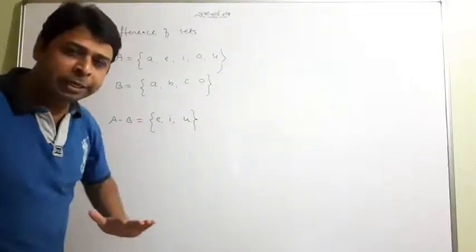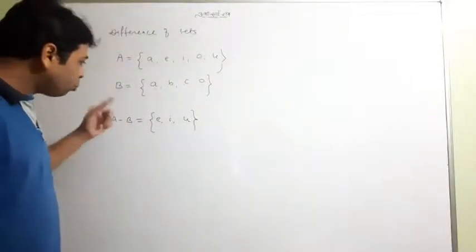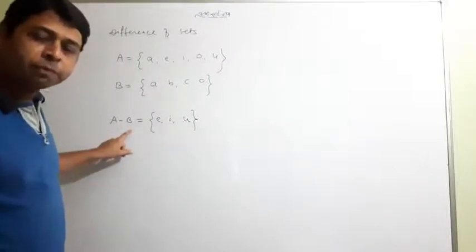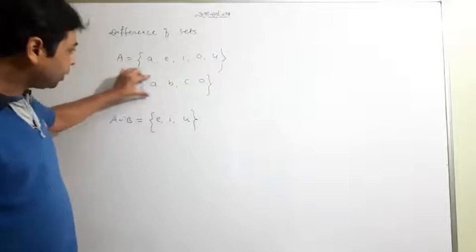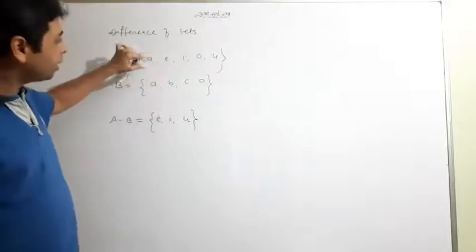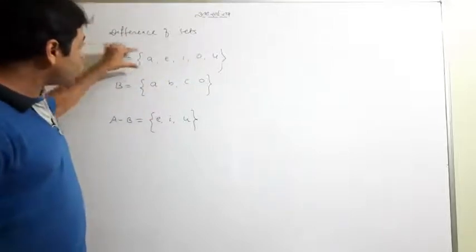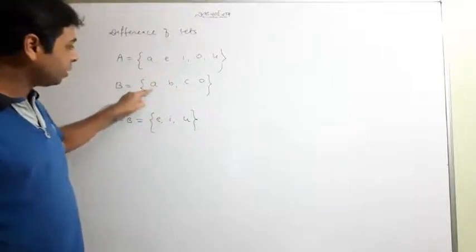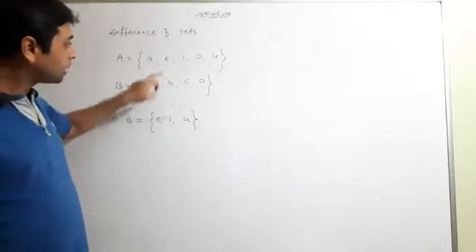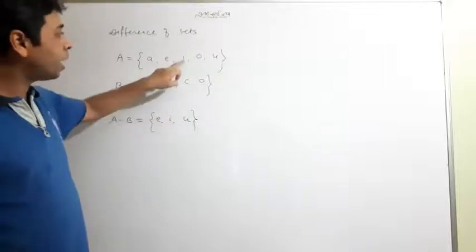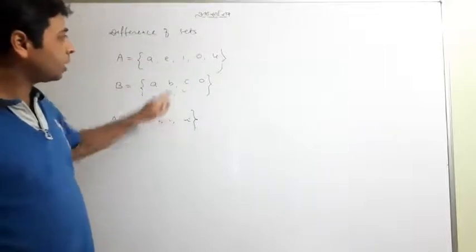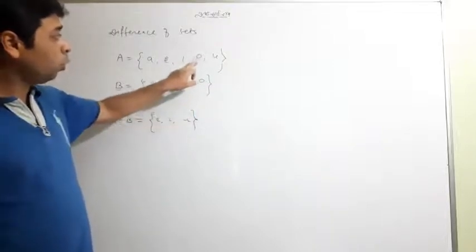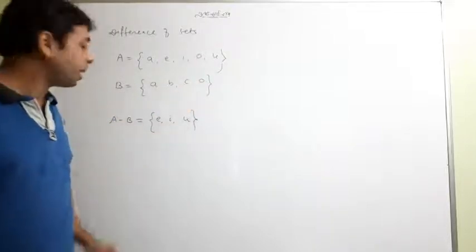I want to repeat that. You have to write here the elements of A except those which are in B, which are not in B. Like A is here, don't write. E is not here, you have to write E. I is not here, write I. U is here, so don't write U. And O is already here, don't write. And that is A minus B.